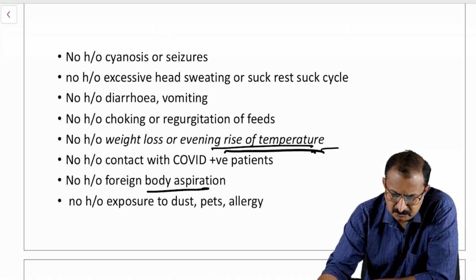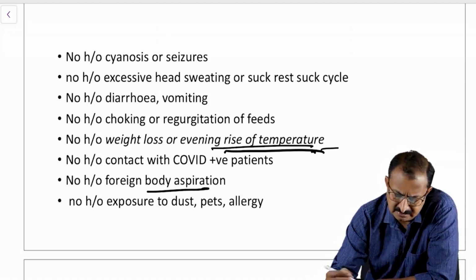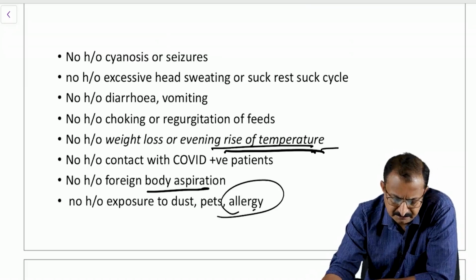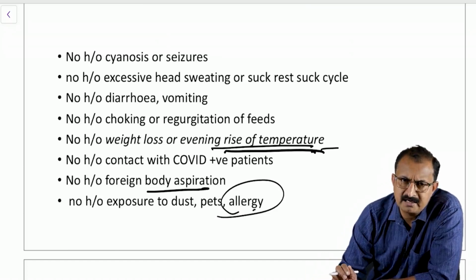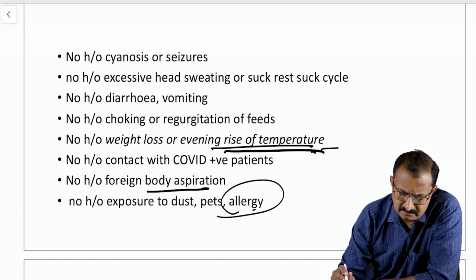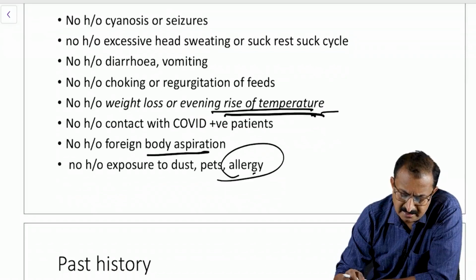No history of exposure to dust. There are no pets in the family. There is no history of, it is too early to say there is no allergy. Bronchial asthma is an important condition where infants or children come with wheezing, usually you get recurrent episodes. So you have to think and ask certain details about allergy.